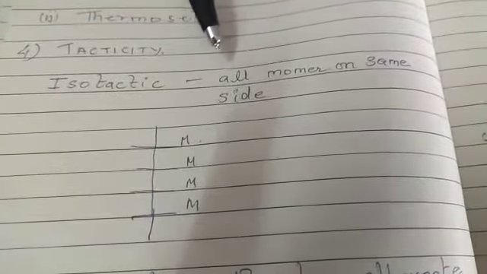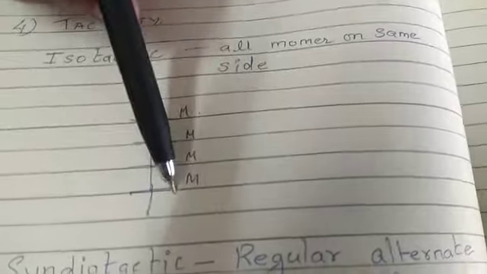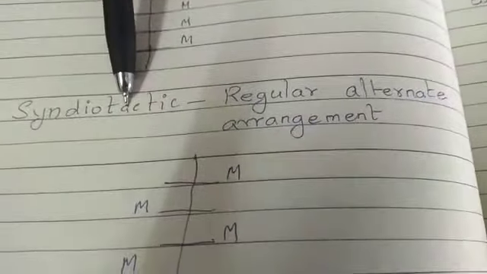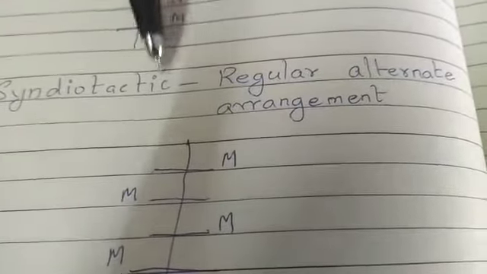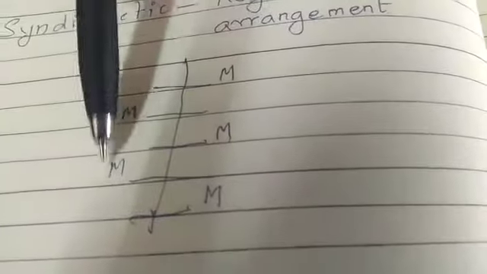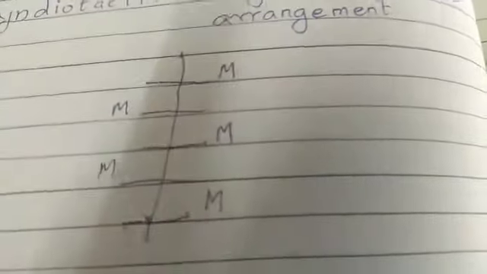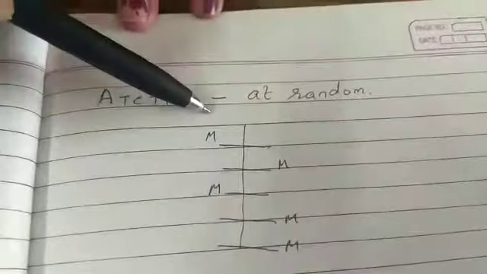The next is tacticity. Tacticity deals with the arrangement of the monomer unit along a polymer chain. First is isotactic. In this, all the monomers are on the same side of the chain. Can you see this one after the other? Next is syndiotactic. In this, there is an alternate arrangement. One monomer here, then second one here, third one here, etc. They have a regular alternate arrangement. Last is atactic. In this, they do not follow any regular fashion. They are at random.